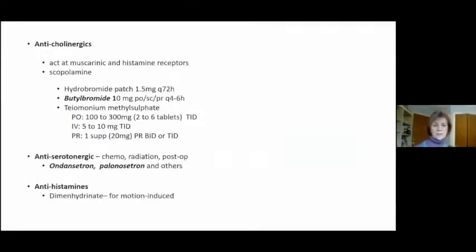The next class of drugs are the anticholinergics. So these block acetylcholine. And there's two main ones. There's the hydrobromide patch, which is a patch that you stick behind your ear. It's used for sea voyages. It helps with nausea, motion sickness from sea voyages. But it also comes as butyl bromide, which can be given by mouth, under the skin, or rectally.